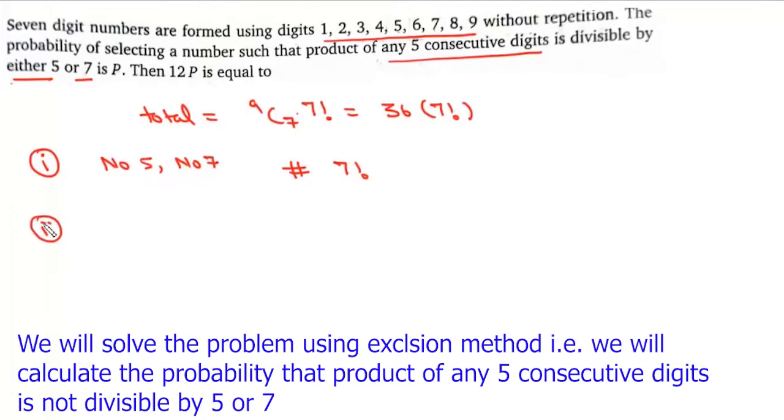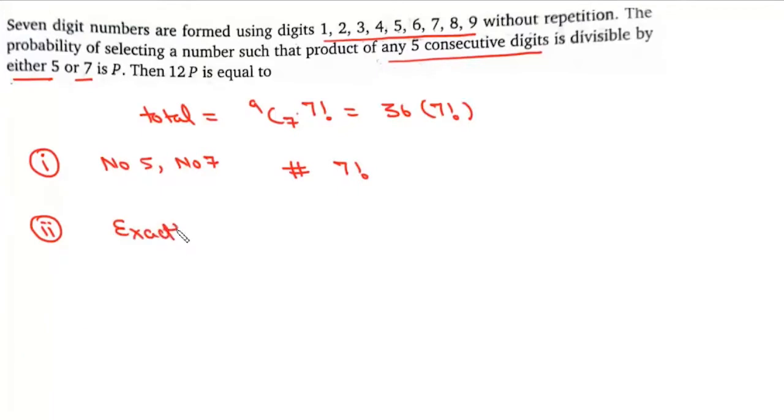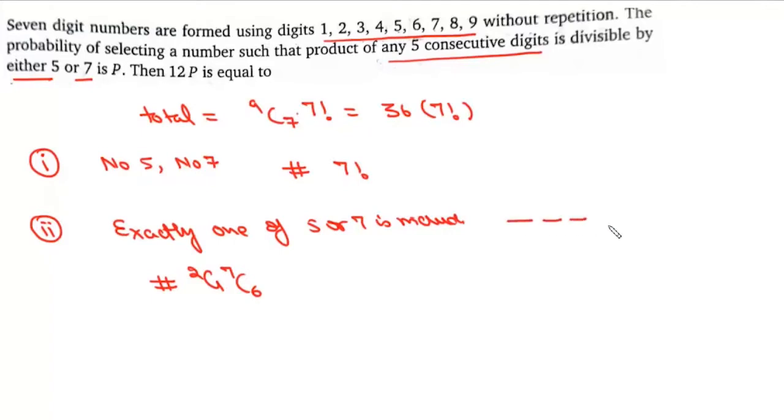Now we'll consider the second case, when exactly one of 5 or 7 is included. Now in this case, which one? From these two, we'll select one, so it'll be 2C1, and then from the remaining 7, we have to select 6. So there'll be 7C6. Now it's a 7-digit number: 1, 2, 3, 4, 5, 6, and 7.